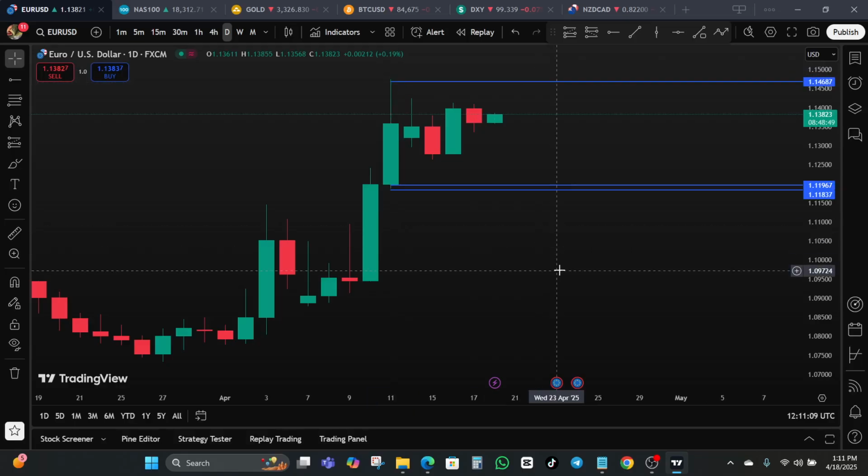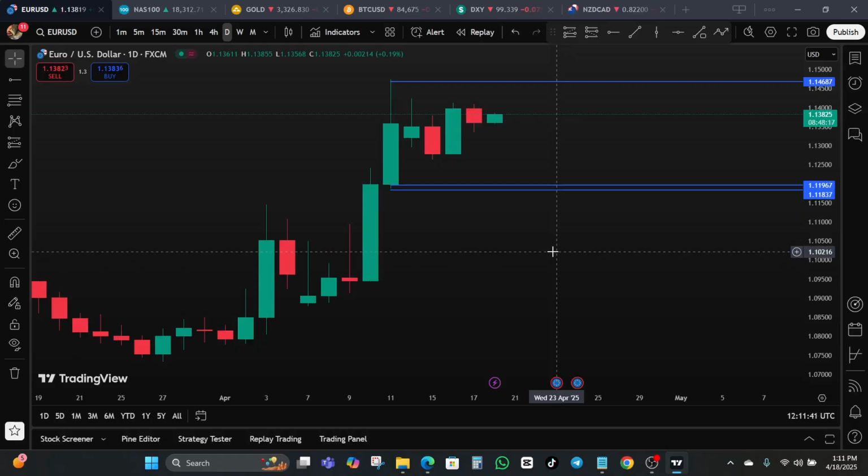So these three levels often act as dynamic support and resistance zones, especially during the first few hours of trading. Traders use these levels to anticipate breakouts, false breakouts, and reversals depending on how price behaves when it reaches or reacts to them. So here's how you can use this strategy.